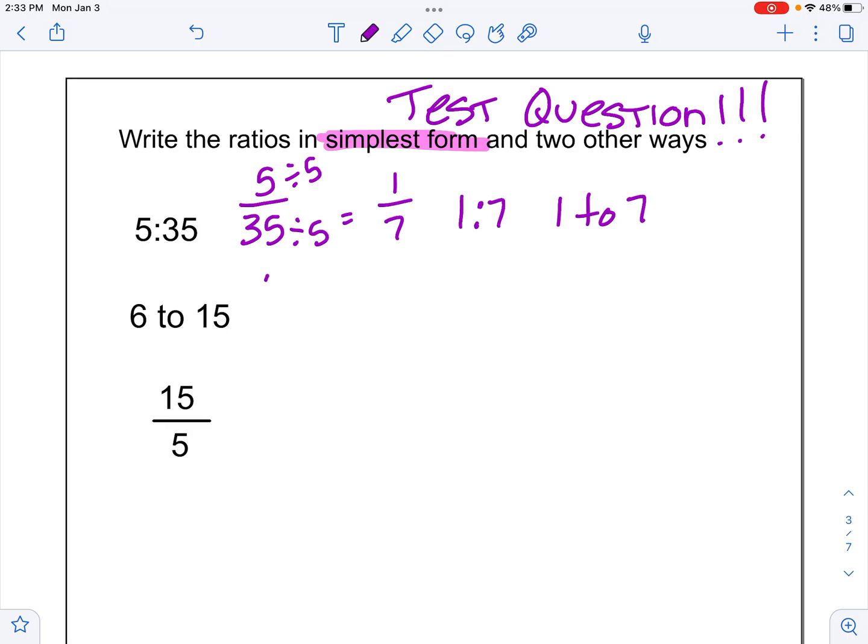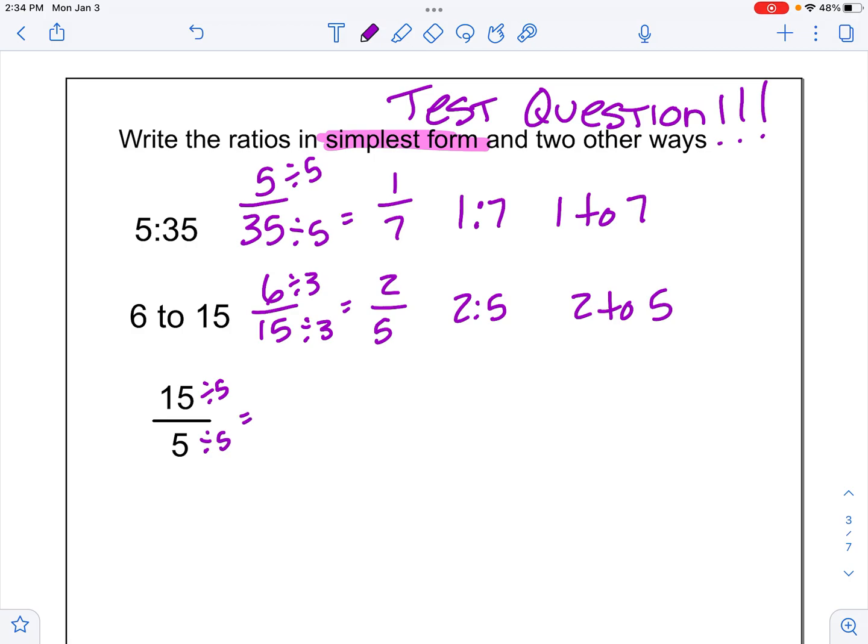Let's do this. We have 6/15. You can divide both of these by 3. So we're going to have 2/5, or you can have 2:5, or you can have 2 to 5. Here it's already as a fraction. Sometimes the numerator will be larger. Remember, that's just an improper fraction. I can divide both of these by 5. So I'm going to have 3/1, 3:1, or 3 to 1. Absolute test question.